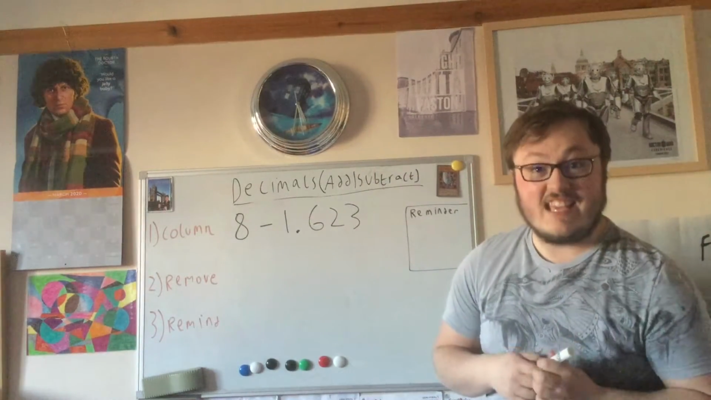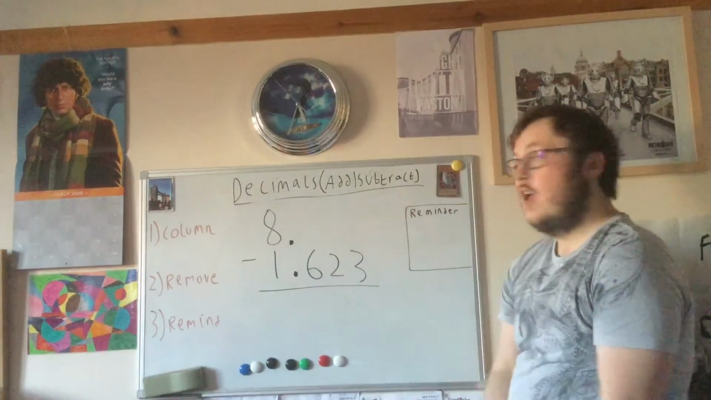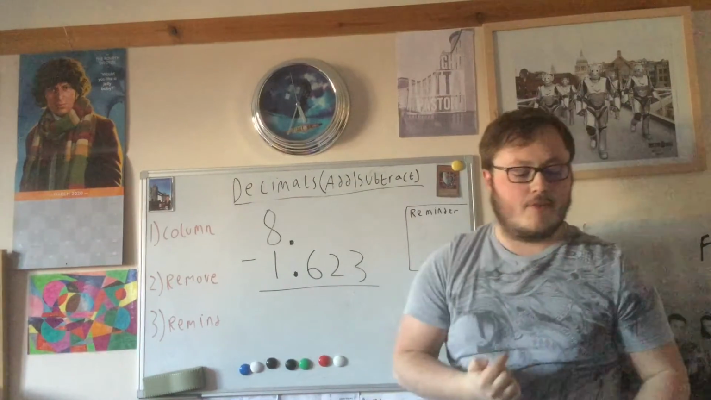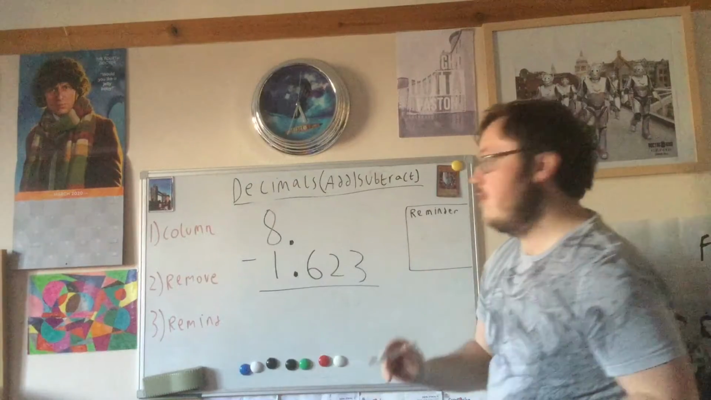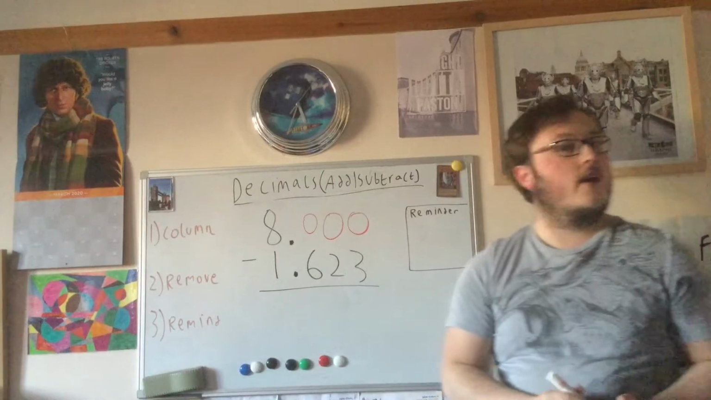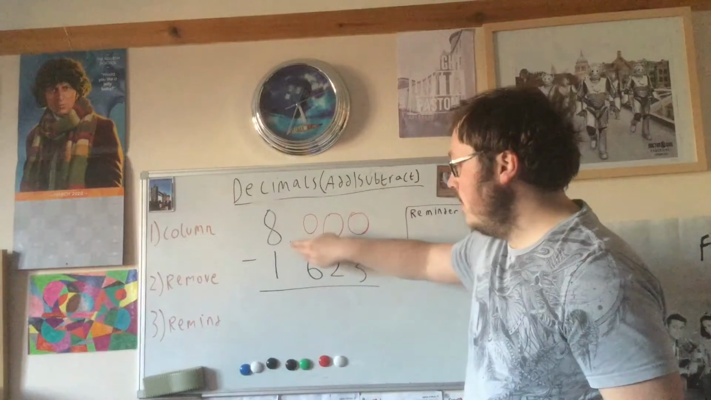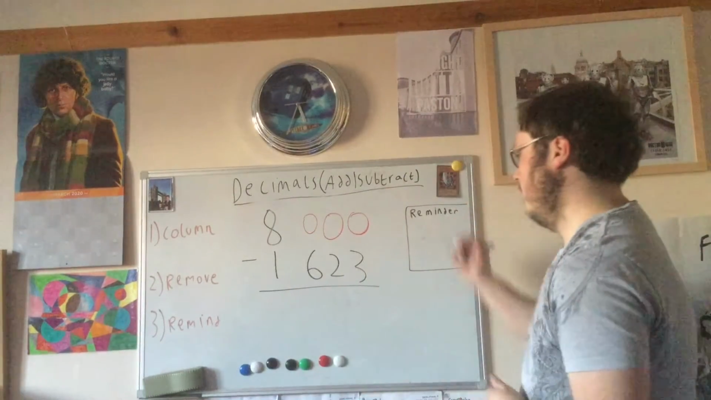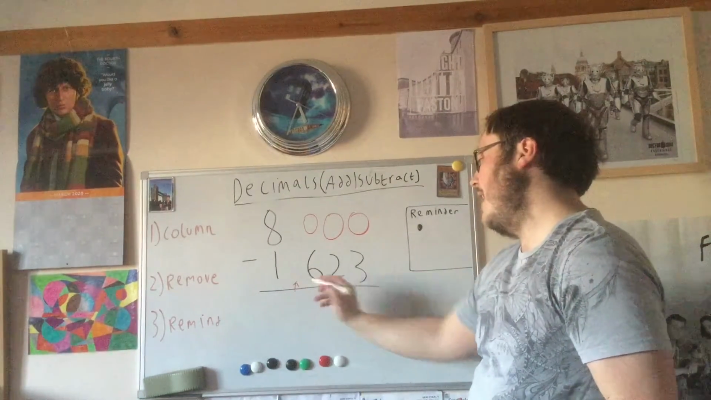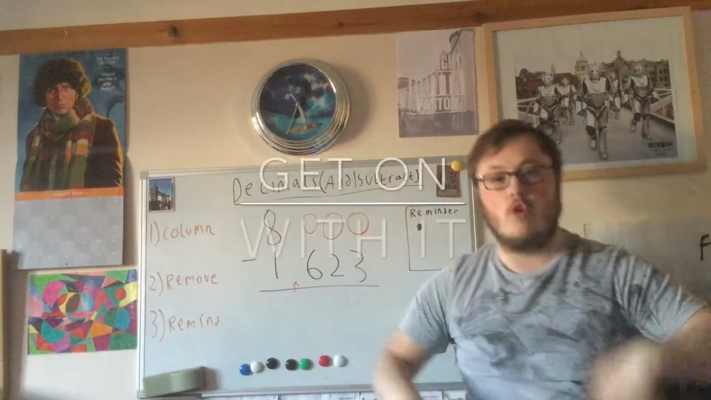Well, let's see. Firstly, we're going to column this answer. Fantastic, I have now fully columned this problem. Or have I? I need to put the zeros in. 0, 0, 0. Because we still need to line it up. Now I need to remove the decimals. Put them in the reminder box and indicate with a little red arrow where the decimals were. Now we can get on with it.